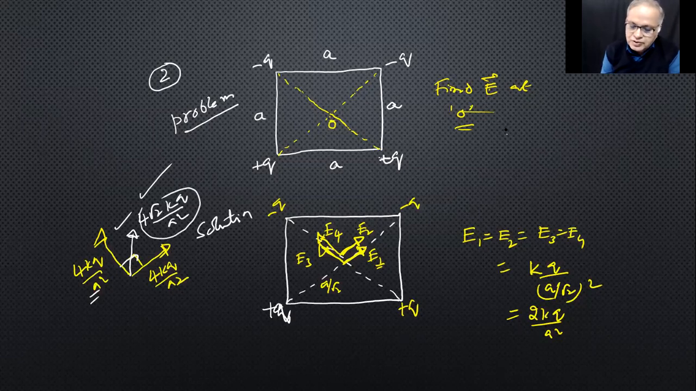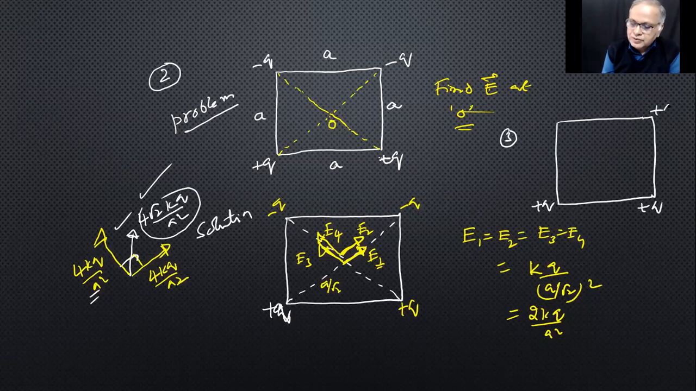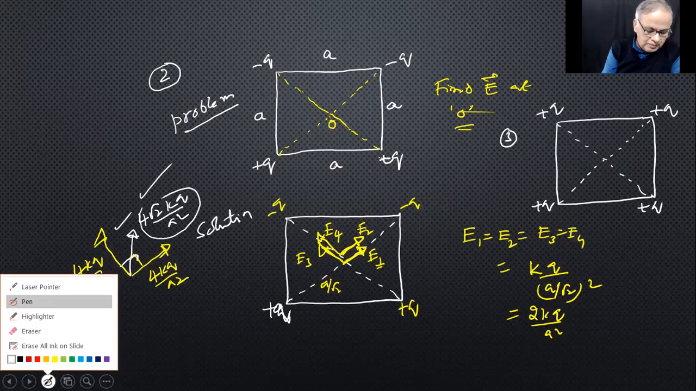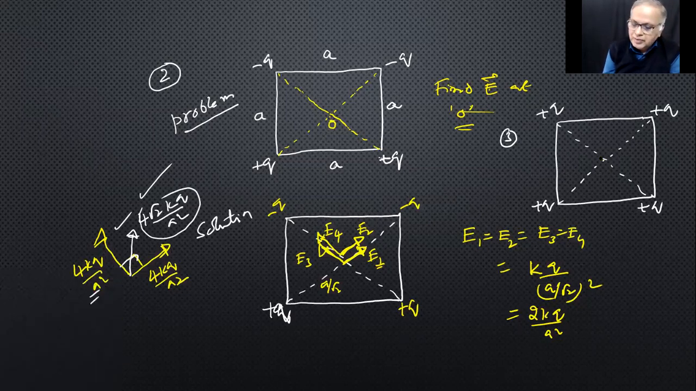But the same question, had it been like this, plus q plus q plus q plus q like that, then the fields would be in opposite direction, equivalent magnitude but opposite in direction for every pair of charges. Every pair means these opposite pairs, diagonally opposite pairs. So the values are all same. So in this case, E will be 0, not in this case, 3.